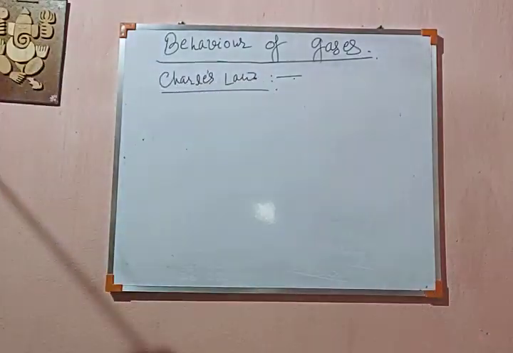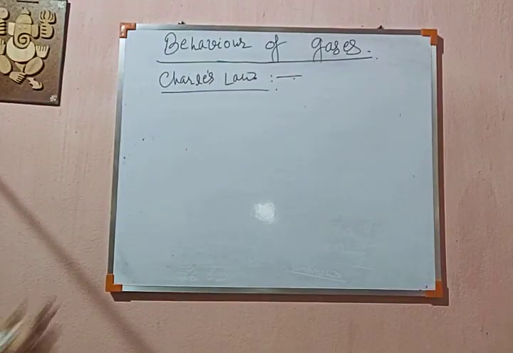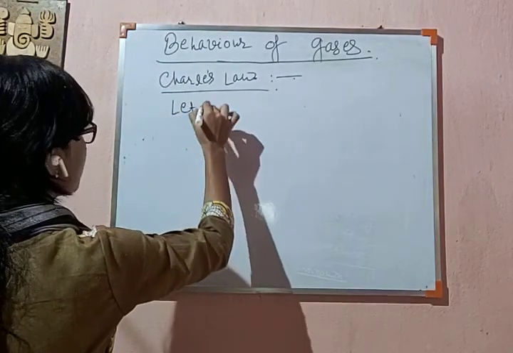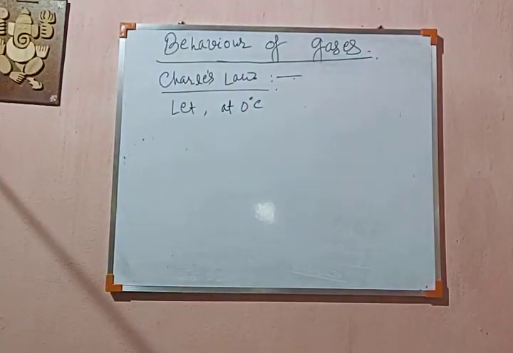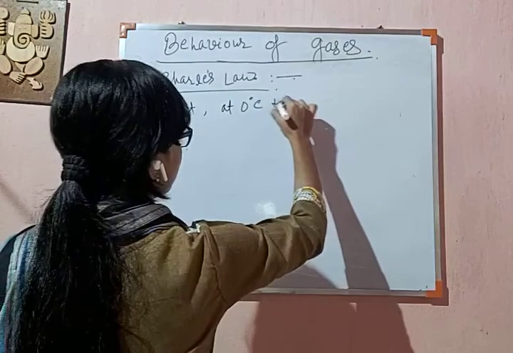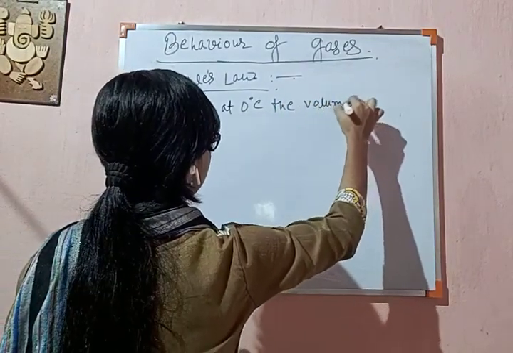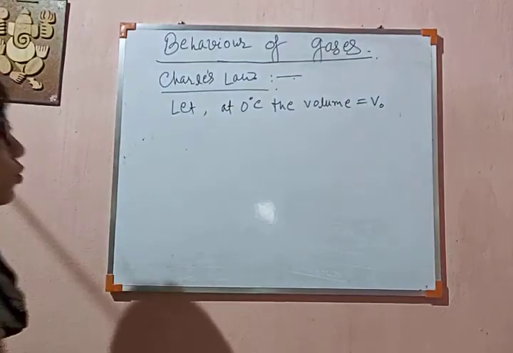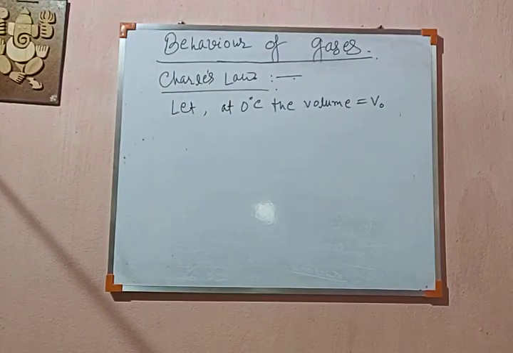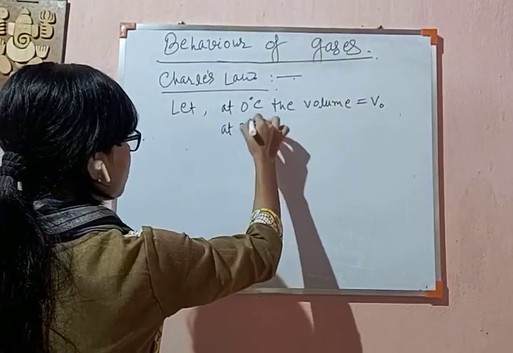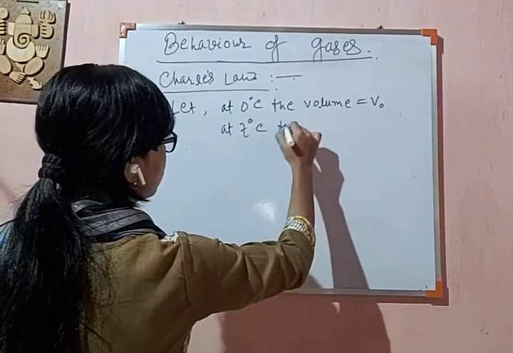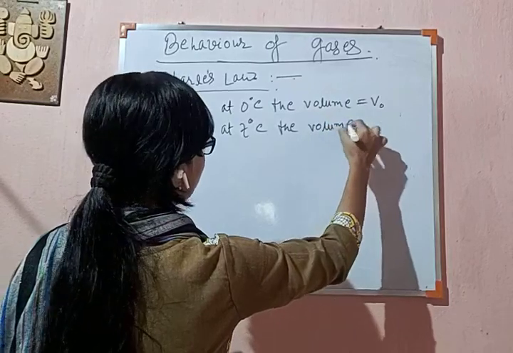According to Charles, we have to assume what the volume will be at 0 degrees Celsius. Let us assume that at 0 degrees Celsius the volume is V0. We increase the temperature from 0 degrees Celsius to T degrees Celsius. Charles' law relates increase in temperature to increase in volume. So at T degrees Celsius, T is the higher temperature, let the volume be Vt.